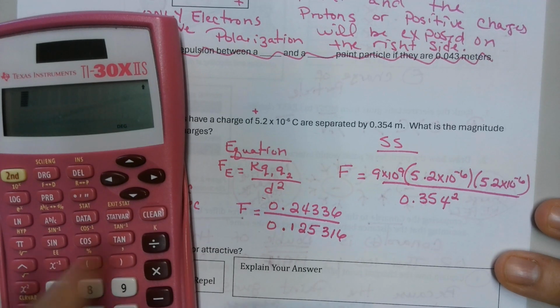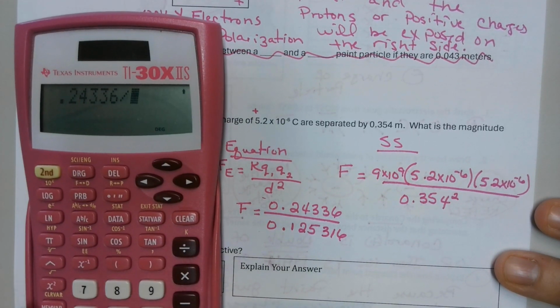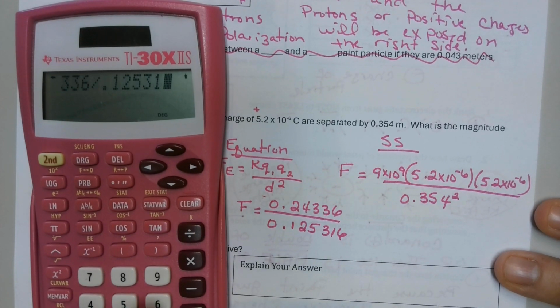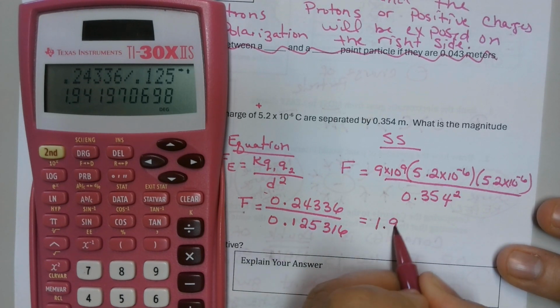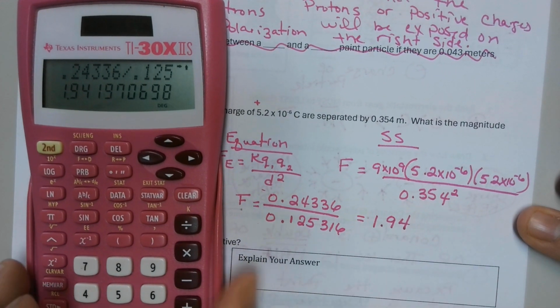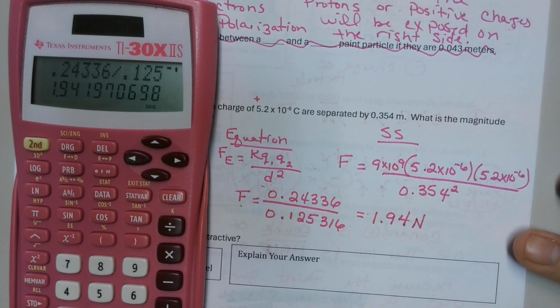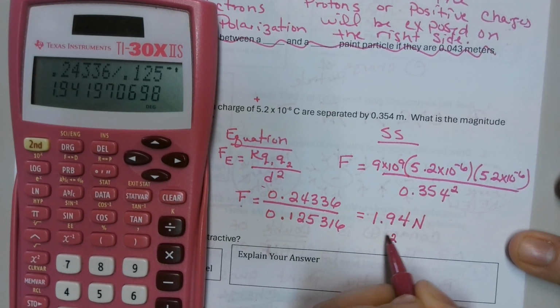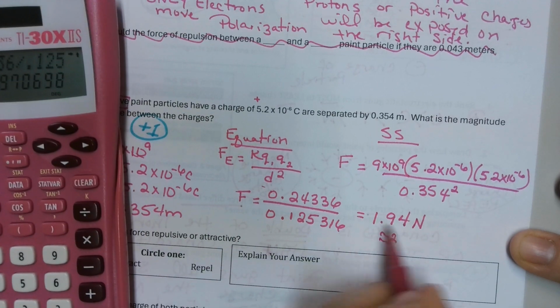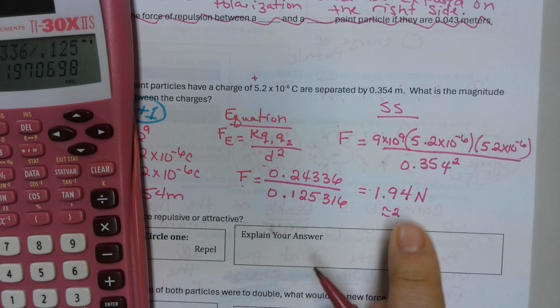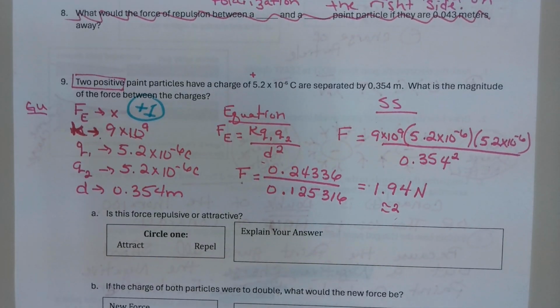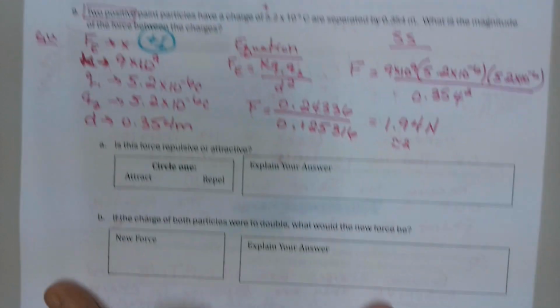0.24336 divided by 0.125316. And then that gives us 1.94 newtons. This is very close to 2. Very close. I'm just going to leave that here because we're going to talk about whether it doubles or triples when both double. So I'll come up with a way to easily check if we're close to the number.